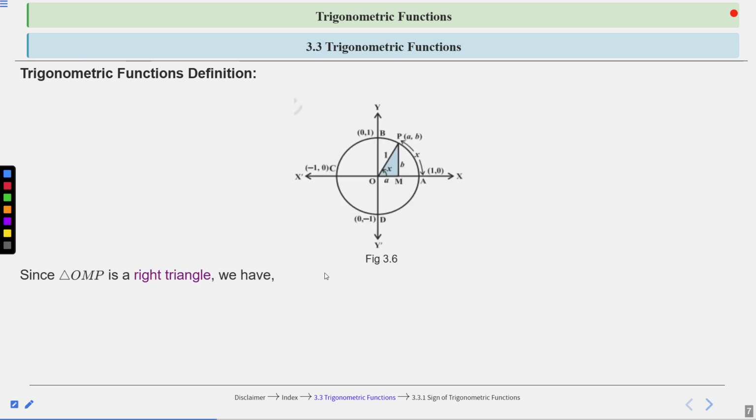Since triangle OMP is a right angle triangle, hence we have OM square plus PM square is equal to OP square, which is Pythagoras theorem, right? Or we can say that A square plus B square is equal to 1, okay?